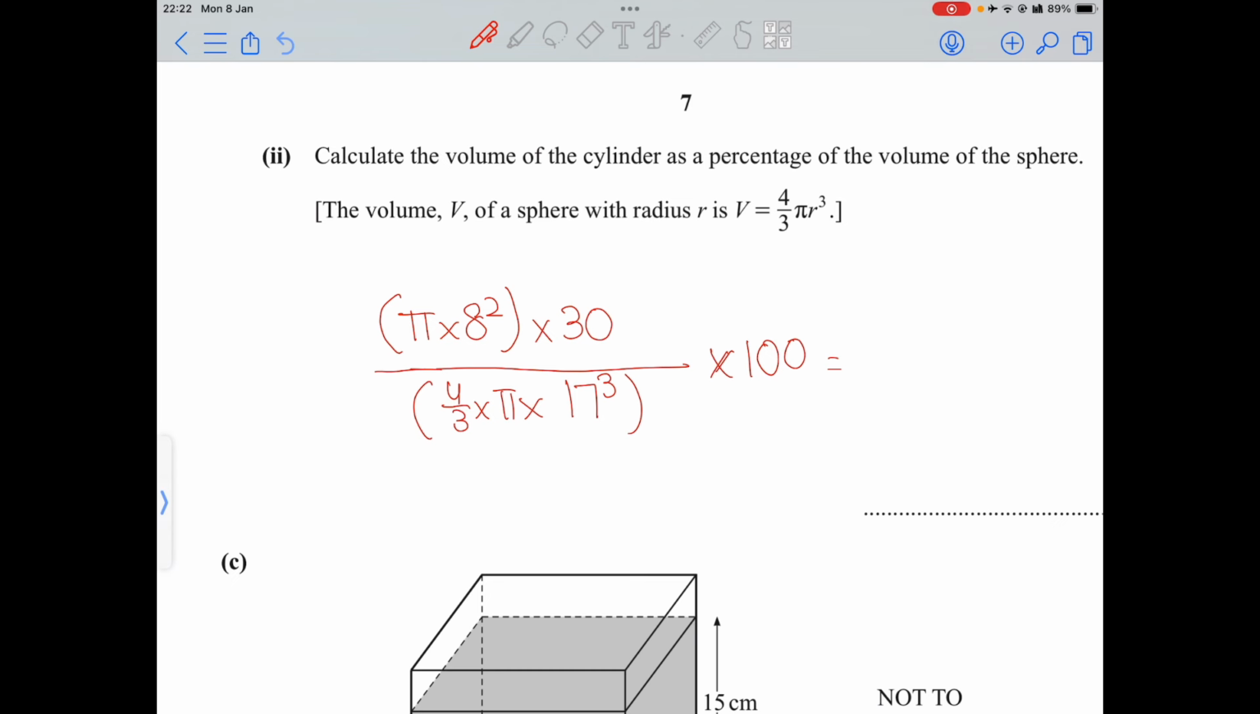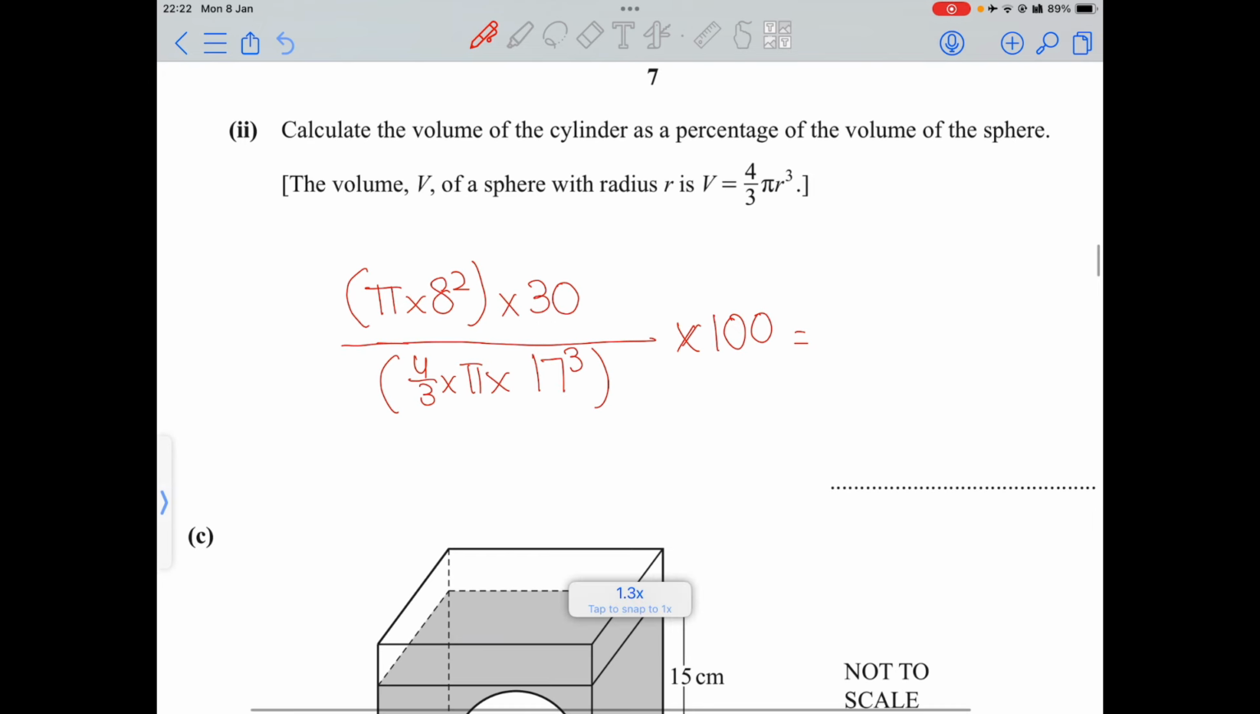So that's pi times 8 squared times 30, divided by 4 by 3 times pi times 17 cubed, times 100. That gives me 29.3%.